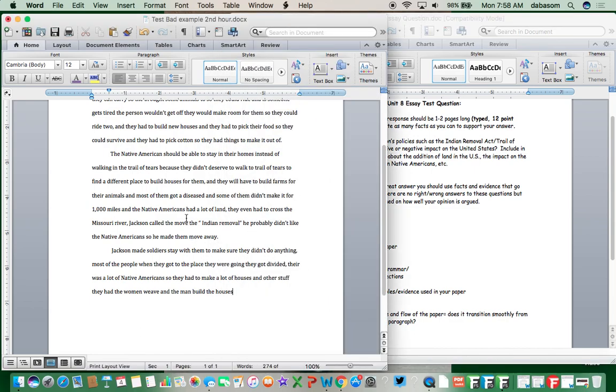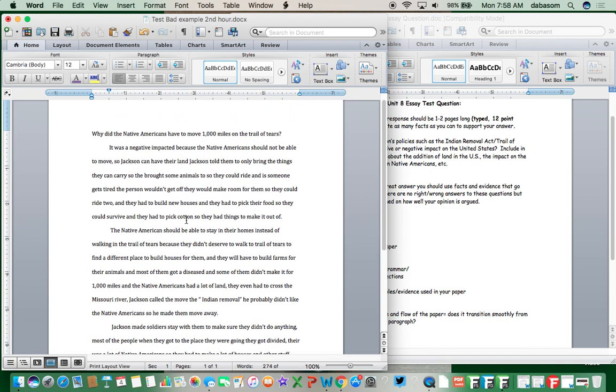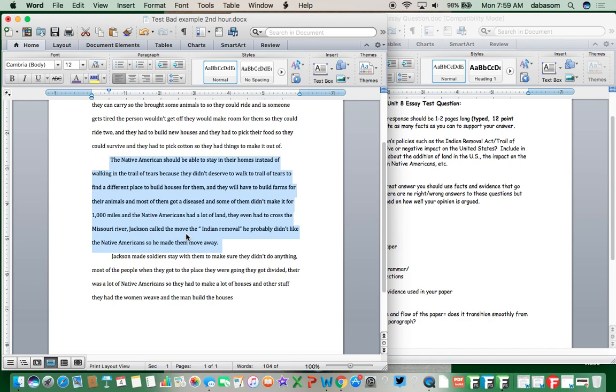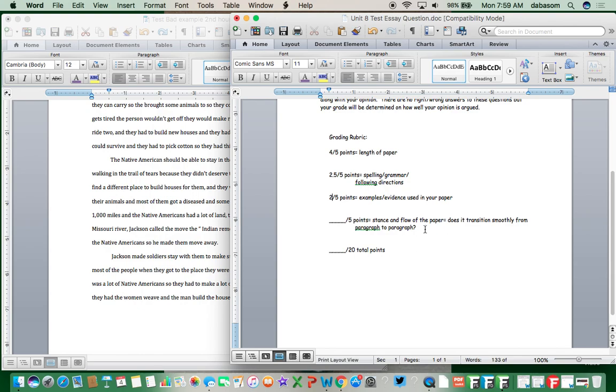Examples and evidence used in your paper. Now granted, we talked about especially this middle paragraph, there are some things that are being said, but it's still very, very difficult to understand. And so out of 5 points, I think this person's earned 2, because really, again, it leaves you with more questions than answered about what this person is trying to say.